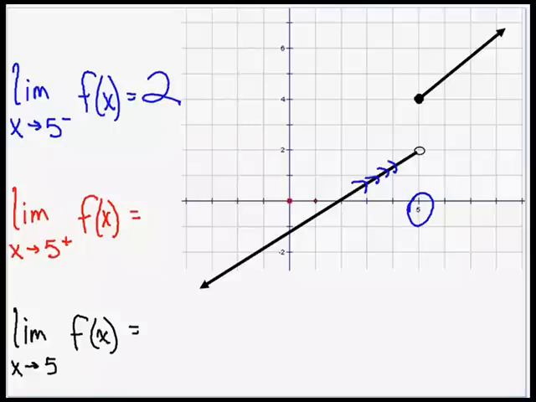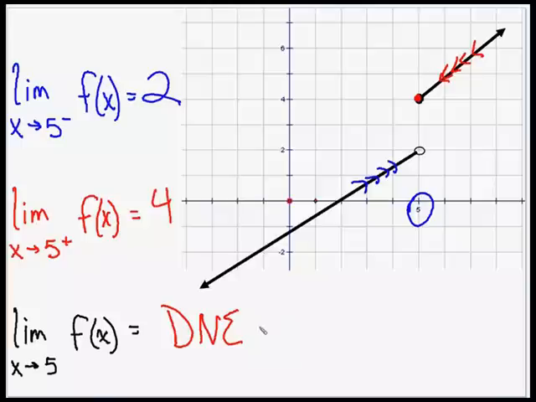Now the right-hand limit, the limit as x approaches 5 from the right, now we're on the x-axis above 5, so that means we're on this part of the function sliding down, and that looks like we're approaching this closed dot here, and that's at a height of 4. So the limit from the left is 2. The limit from the right is 4, but the overall limit, the limit as x approaches 5 of the function, DNE, it does not exist.